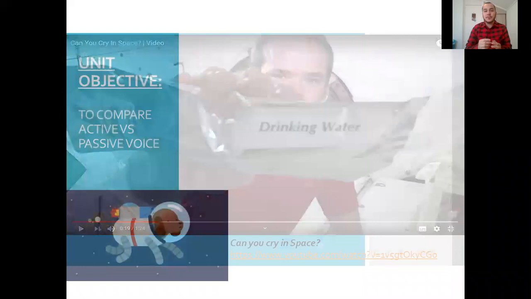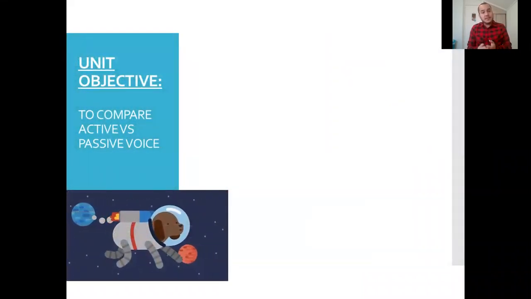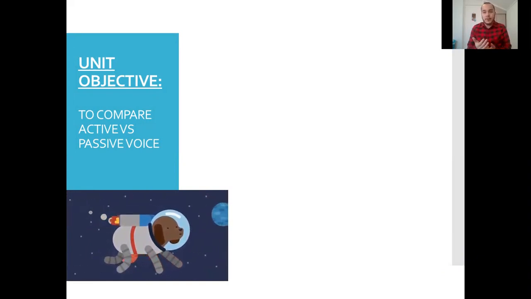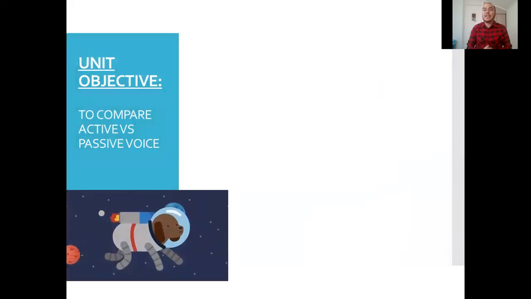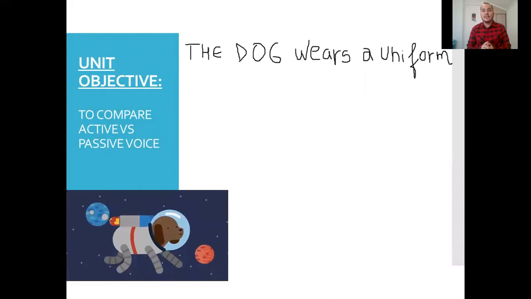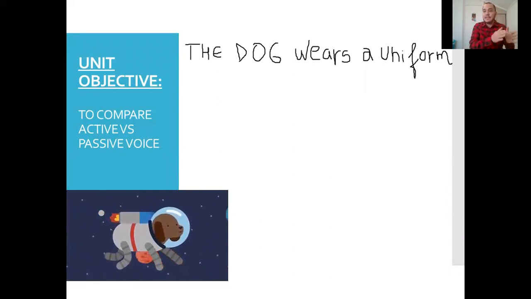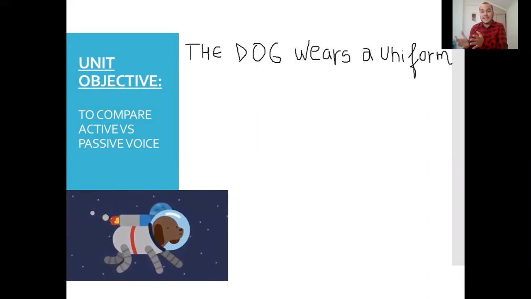After that introduction, let's see the objective for this unit, which is to compare or to contrast active versus the passive voice. And I'm going to explain it by showing you that picture, that cute dog over there. In addition, look at that sentence. The dog wears a uniform. Okay? There is a subject, there is a verb, there is an object or complement or rest of the sentence that we normally use.